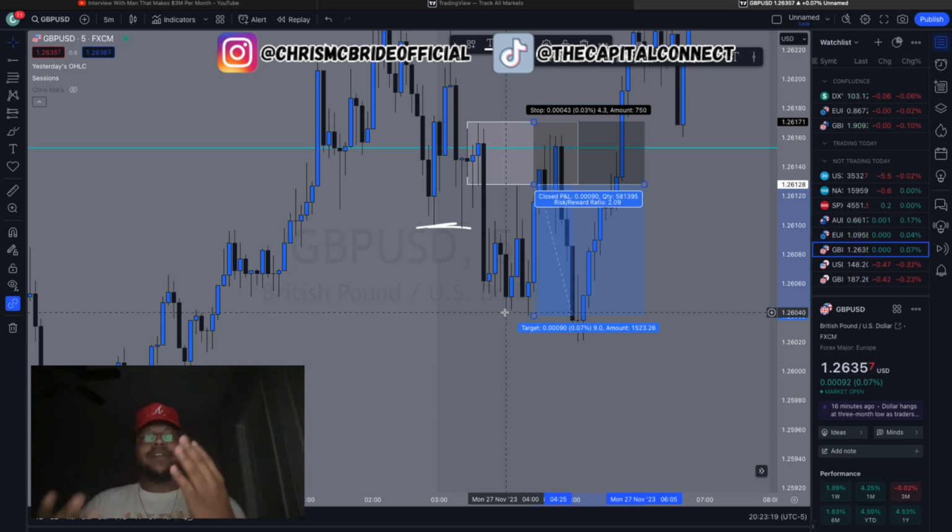scalping, right? This is a 4 pip stop loss. The most you would have lost is $4, and you could have made $9 on this trade. Don't even get me started on if you're twin trading, right? The most you could have lost was $9, and the most you could have made is $18.